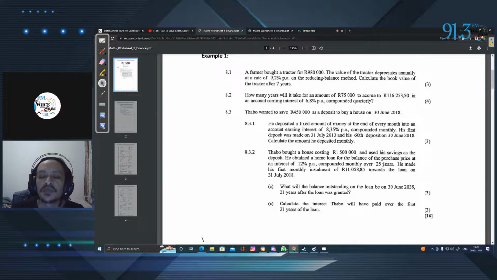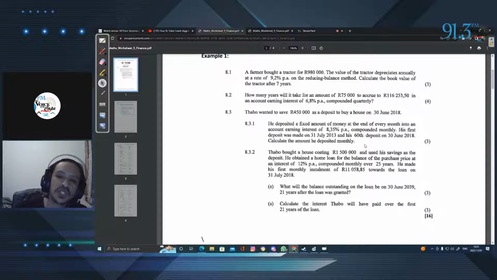Now they state Tabu bought a house costing 1.5 million and used his savings as the deposit. He obtained a home loan for the balance of the purchase price at an interest rate of 12% per annum, compounded monthly over 25 years. He made his first monthly installment of 11,058.85 towards the loan on the 31st of July 2018. What will the balance outstanding on the loan be on the 30th of June 2039, 21 years after the loan was granted?